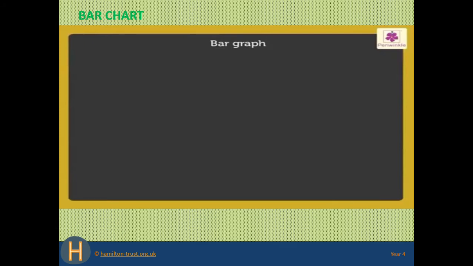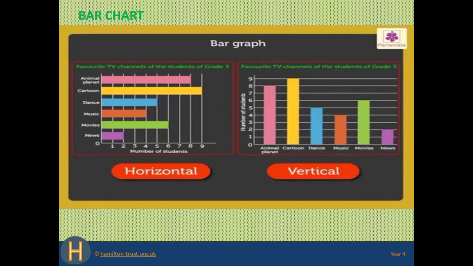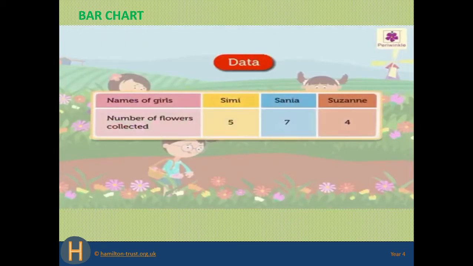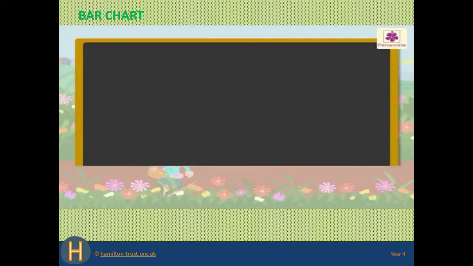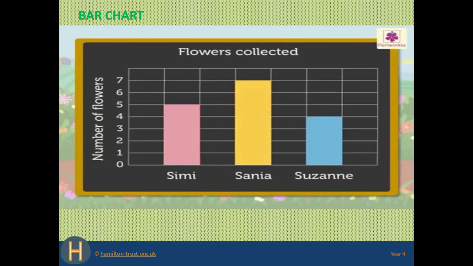Bar graphs may be horizontal or vertical. Now, let's look at the data chart of the flowers collected. We have already represented this data using a pictograph. Now, another way of representing this data is through a bar graph.